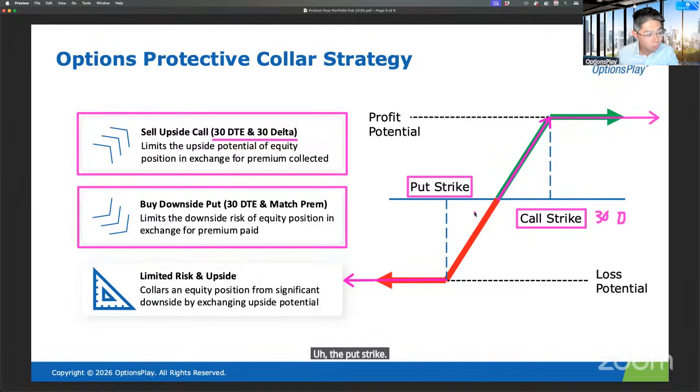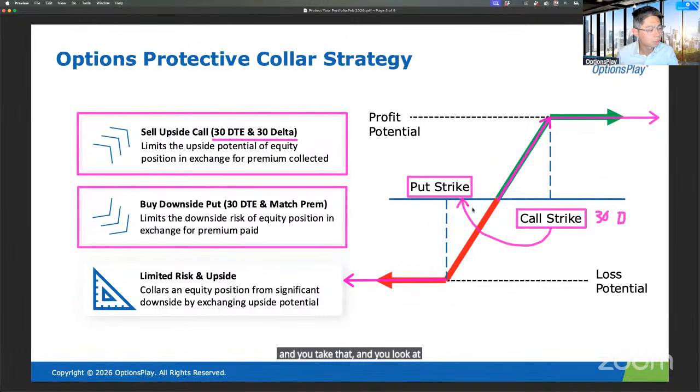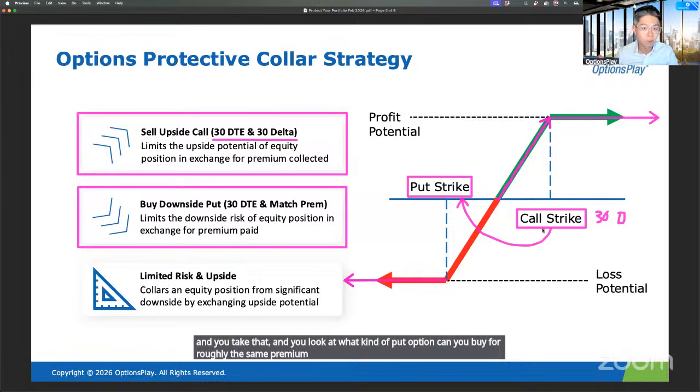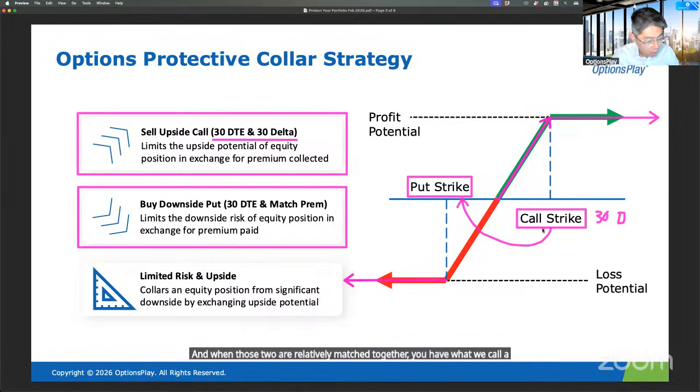Now, how do you pick your put strikes? What you essentially do is look at how much premium you've collected from your call option, and you take that and look at what kind of put option you can buy for roughly the same premium that you've collected on selling that call. And when those two are relatively matched together, you have what we call a zero cost collar.